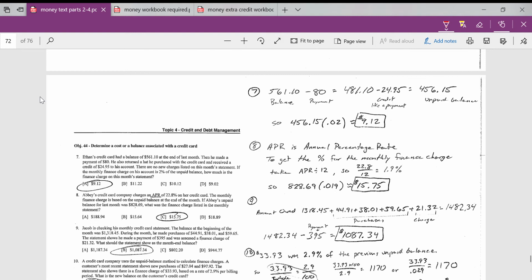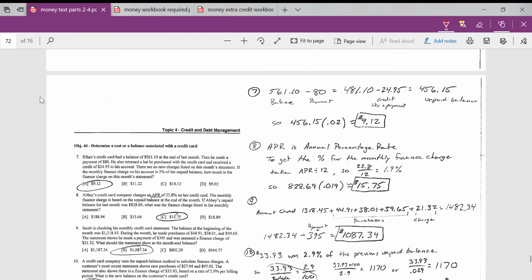So number 7, Ethan's credit card had a balance of $561.10 at the end of the month. So if it had a balance of that, that means that's the amount that you owe to the credit card company. It said then he made a payment of $80. He also returned a hat he purchased with a credit card and received a credit of $24.95 to his account. So that means he bought a hat for that much. He returned that, so they put the money back on the card. Okay. There are no new charges listed on this month's statement.